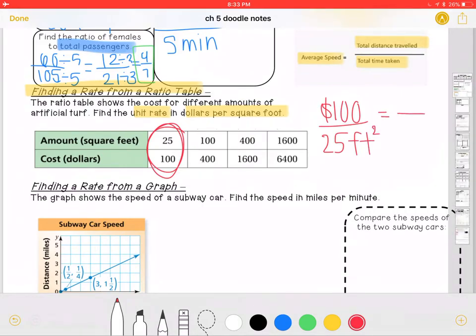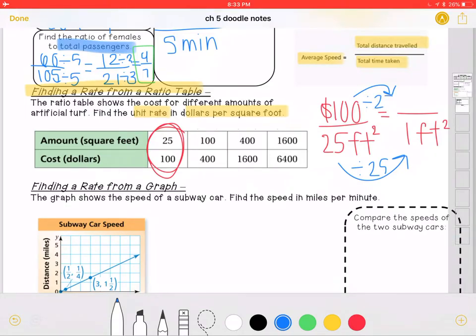I want to know how much is it for 1 square foot. That's what I'm trying to figure out. The unit rate. I want my denominator to be 1. So what do I do to 25 to get 1? Well, I would divide by 25. Whatever I do to the bottom, I should do to the top to figure out my answer here. So what's 100 divided by 25? That would give us 4. So our unit rate here is it costs $4 for every 1 square foot.